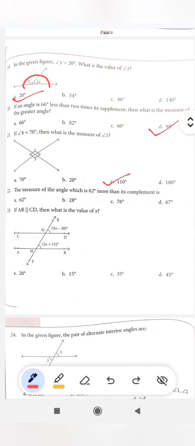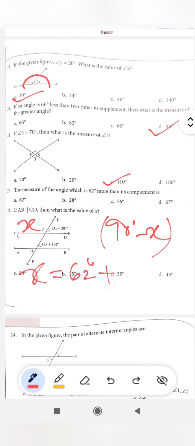Now the measure of the angle which is 62 degree more than its complement. Let the angle be x. So its complement angle is 90 degree minus x. And it is said that x is equal to 62 degree more than 90 degree minus x. So now what is that?